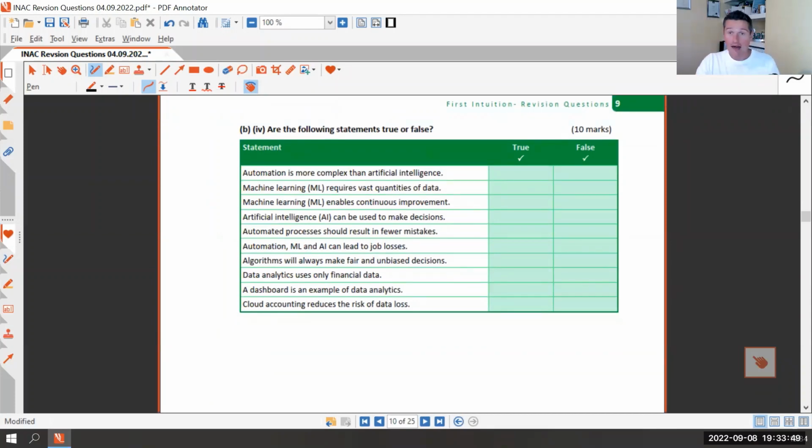Cool. Are we all right to there? Because now we're going to move on to another subject, which is a new addition for AAT. I think it's a great introduction for AAT. It's the sort of thing where the industry's going, and everyone needs to know awareness of what it is. Cool. First one, automation is more complex than artificial intelligence. Do we think that's true? Do we think it's false?